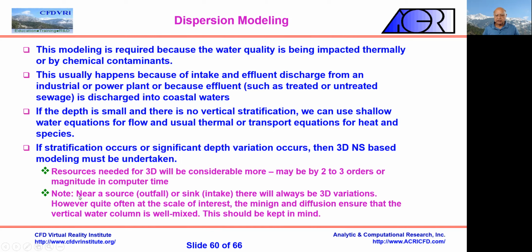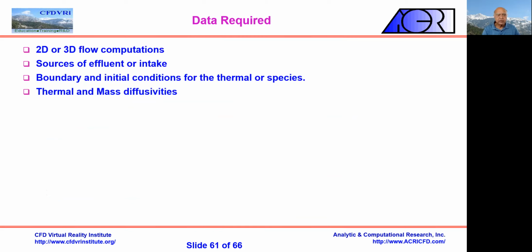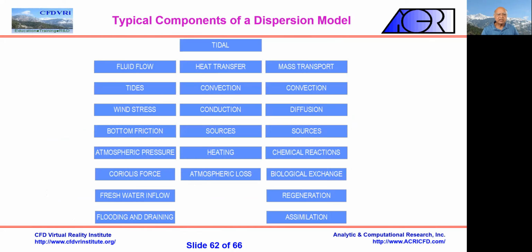So near a source, there would always be 3D variations, right? But if you go away from the scale of interest, 10 times the distance of the source, the source may be very small, a meter pipe, right? So if you go 10, 15, 20 meters, you'll find that things are mixed. This is mixing. And the diffusion ensures that the vertical water column is well mixed. So for many situations, depth average models work. So we require the 2D or 3D flow computations. We need the source of the effluent. We need boundary and initial conditions, thermal and mass diffusivities.